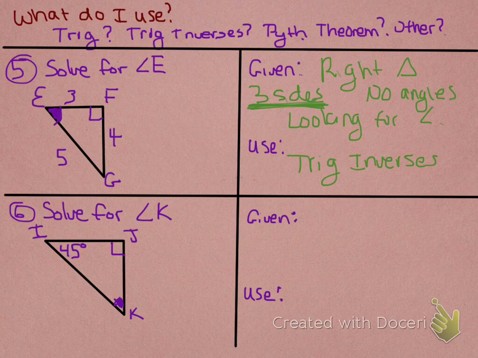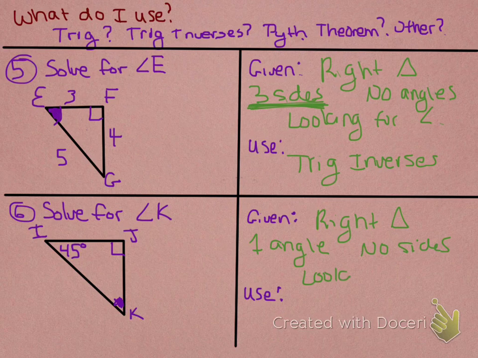And the last one we're going to look at, it says solve for angle K. We are given that this is a right triangle. We are given one angle besides the 90-degree angle, and no sides, and we are looking for an angle. Well, we can't use trig or Pythagorean theorem because those would have me looking for a side. To use the trig inverses, I'd have to have at least two sides. I don't have that, so I must have to use some other method.